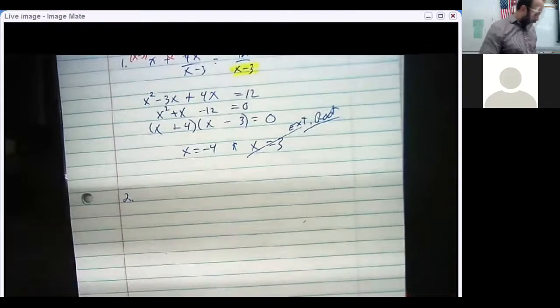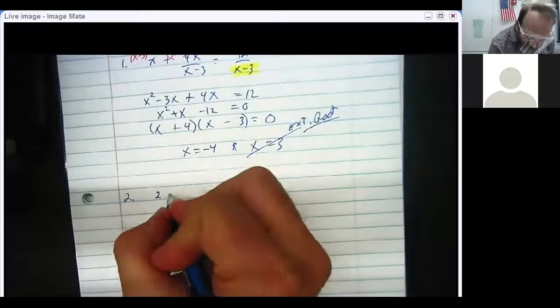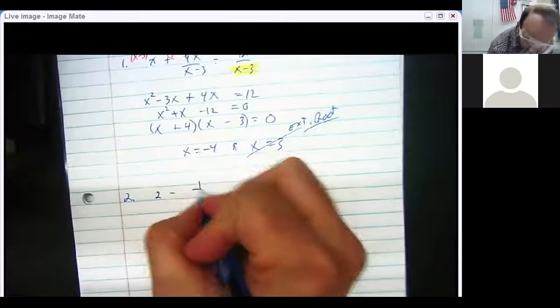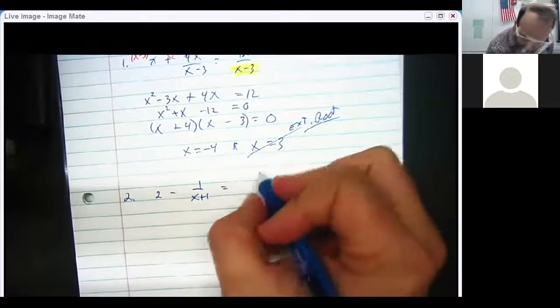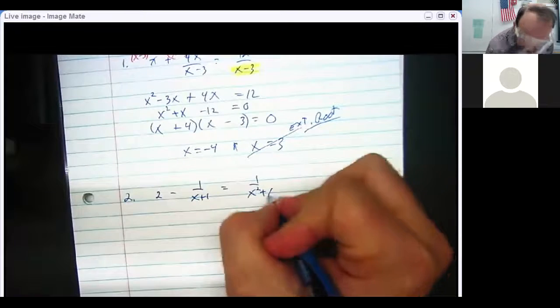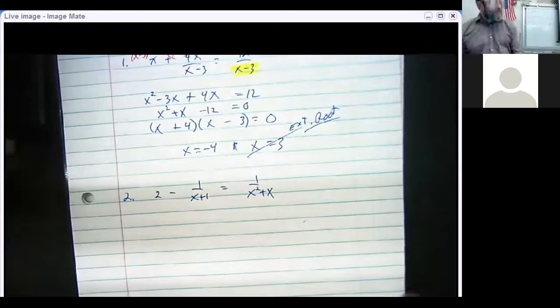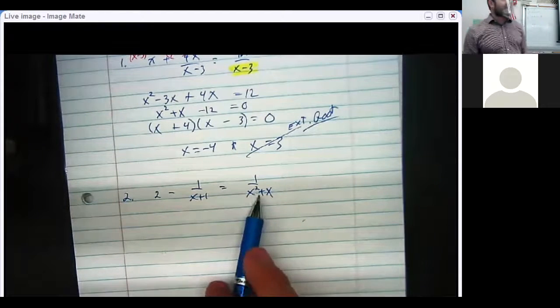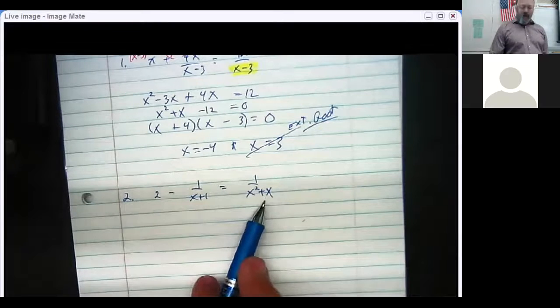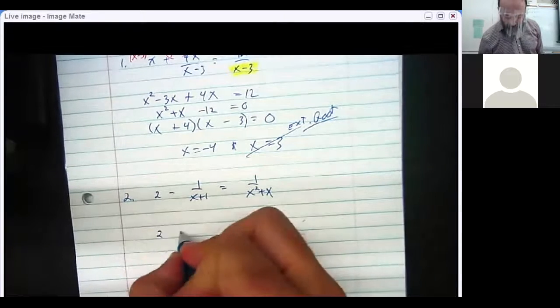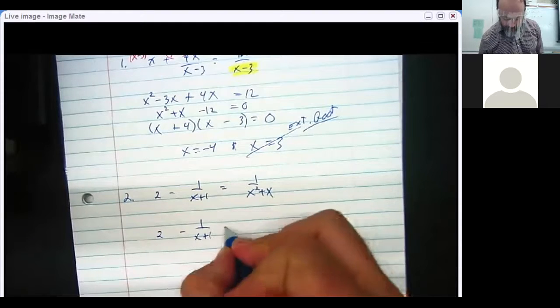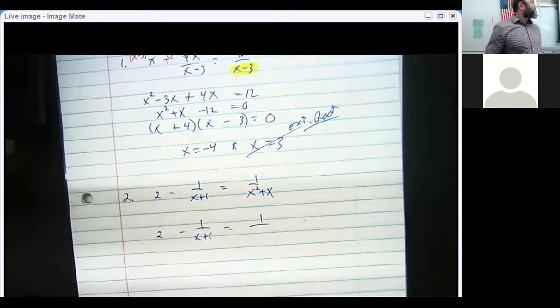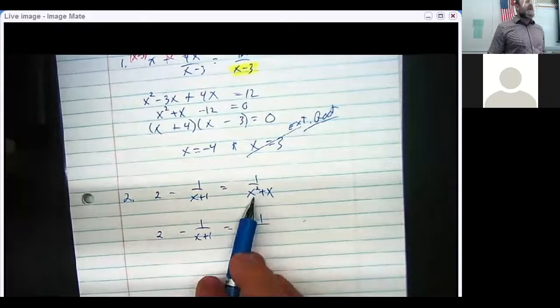I just wanted to show you a couple of them, and then when we come in tomorrow, we'll go a little further. So in this second problem, it's a little bit trickier. But before we start it, what I notice right away is this is factorable, isn't it? What is x squared plus x? How does that factor? What goes into both x squared and x?